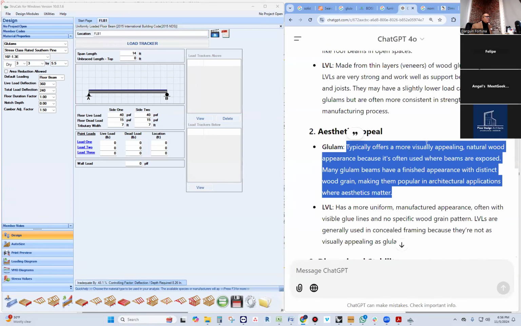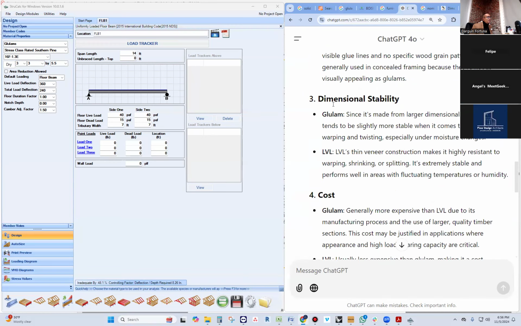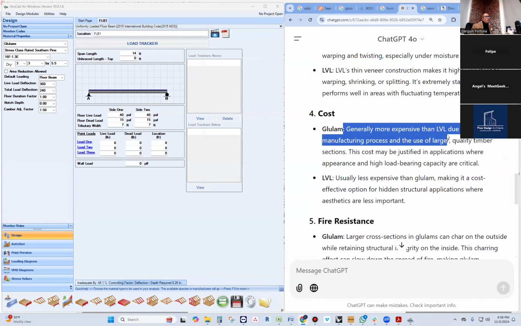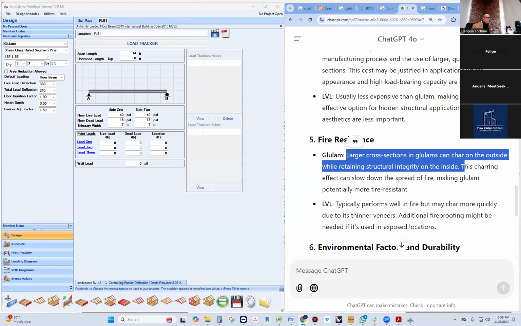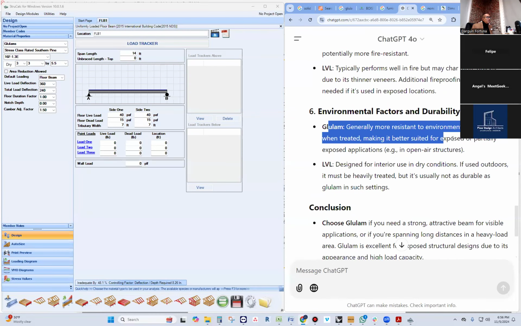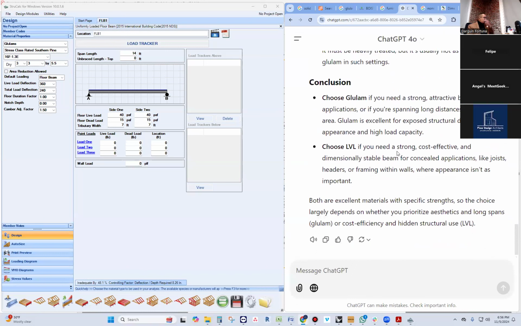Okay, now this is not a class on how to use ChatGPT, so I'm not going to be talking about that. But glulams are way more dimensionally stable. They do cost more money. They are more fire resistant because they're a lot thicker, solid. They're more resistant to the environment. I mean, there's a lot of reasons why you would use glulam versus using an LVL. But sadly, our contractors are generally not using those. So we're not going to fight that. All right. So that's that.